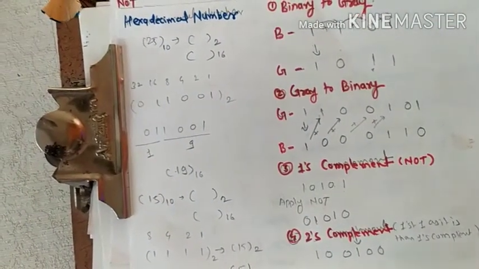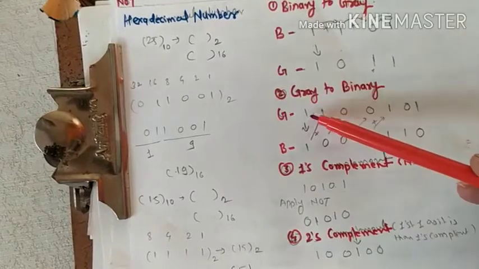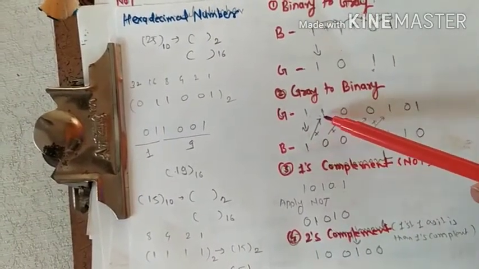The next one is how to convert gray code into binary. Gray code into binary. See here, take the first number as it is, then add that number with the next number.